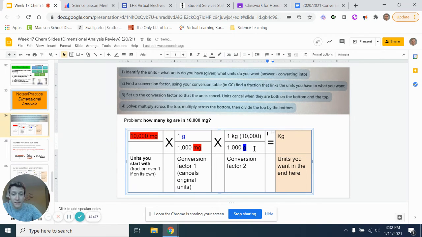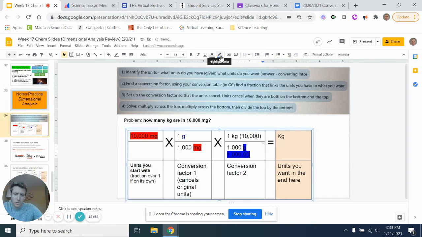Okay, now I need to solve for the bottom. Multiply across the bottom. 1,000 times 1,000. You can use a calculator. That should be 1 million if I'm not mistaken. I'm going to double check with my calculator. 1,000 times 1,000. Yes, it's 1 million. I'll put it in parentheses so I don't forget.